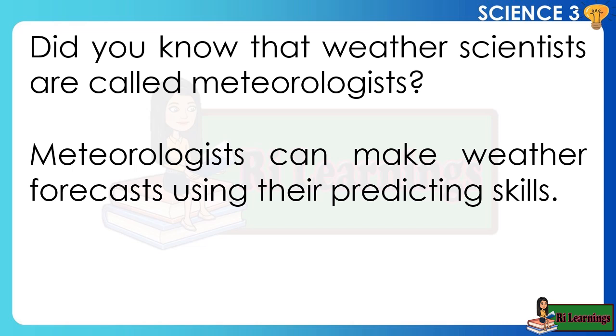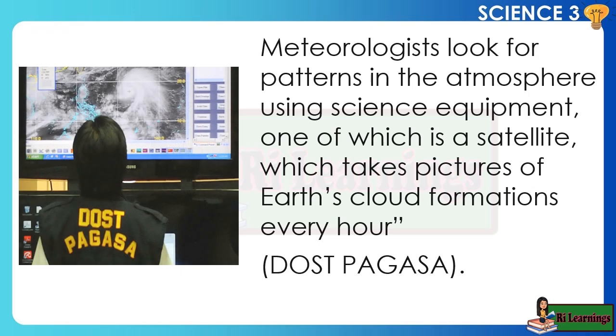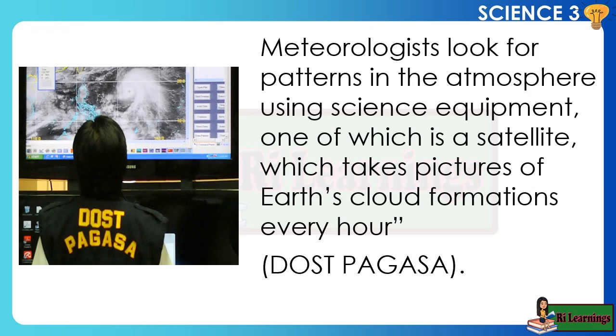Did you know that weather scientists are called meteorologists? Meteorologists can make weather forecasts using their predicting skills. Meteorologists look for patterns in the atmosphere using science equipment, one of which is a satellite, which takes pictures of Earth's cloud formations every hour.